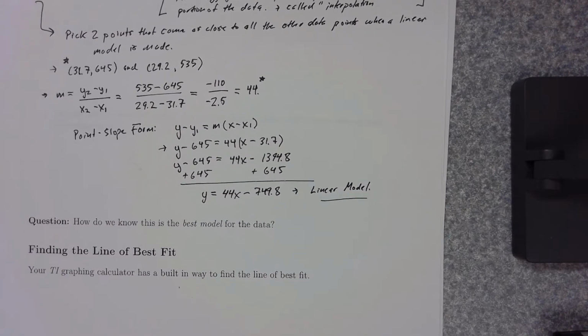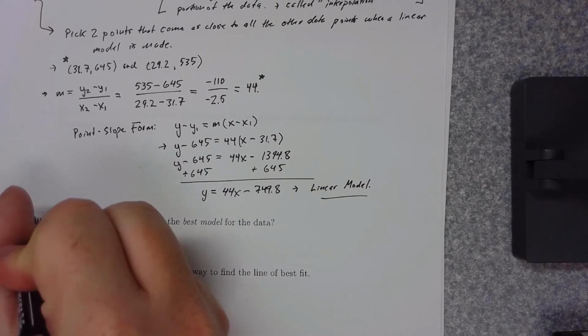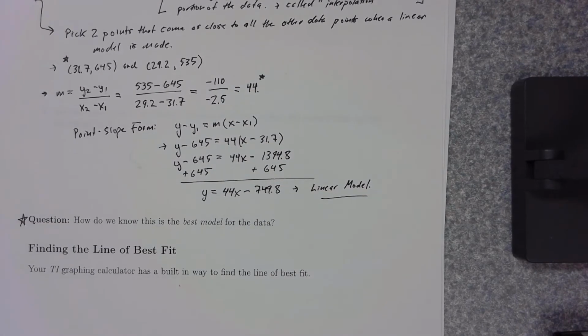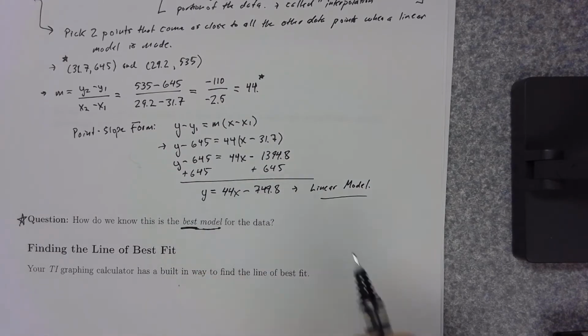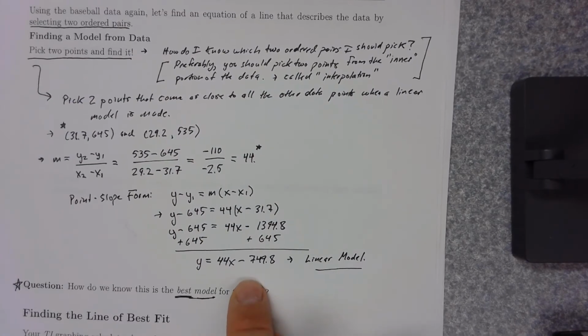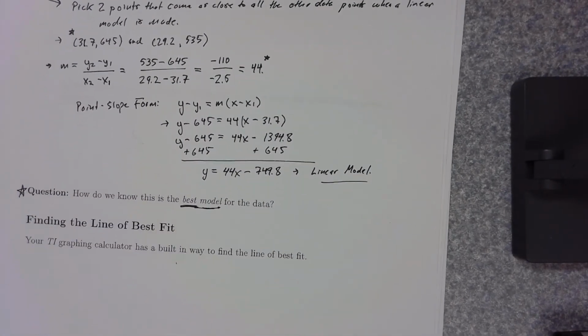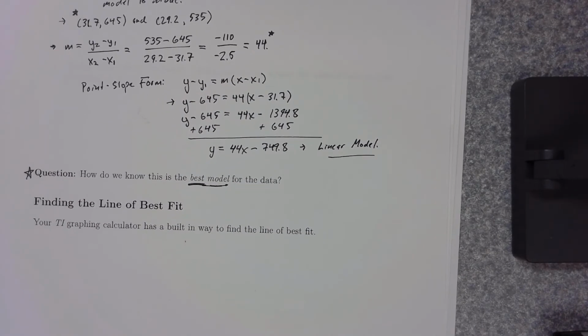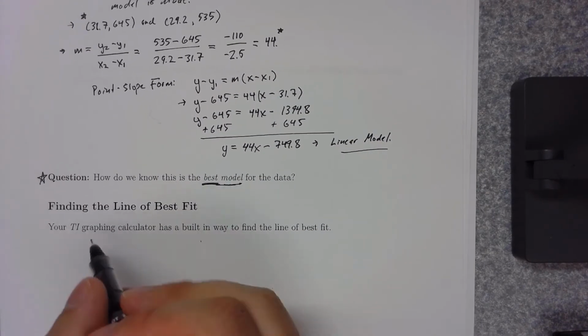But let me ask you this question. We would prefer to get the best model, right? How do we know which one is the best model? What's the best model for the data? How do I know that this is a good model or not? Well, your calculator could do something called finding the line of best fit.